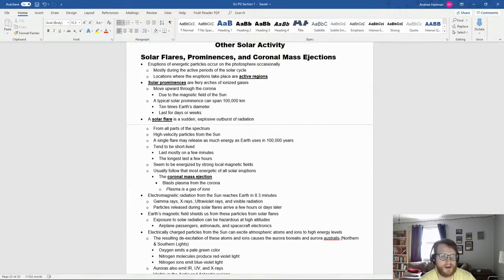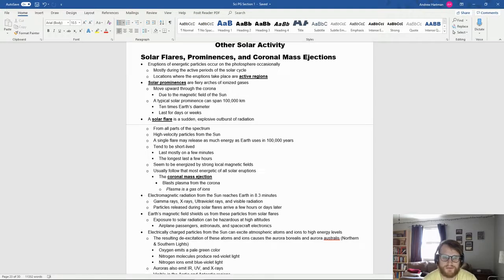All right, so we've got our other solar activity: solar flares, solar prominences, and coronal mass ejections. All of these are eruptions of energetic particles on the photosphere, and again, this is mostly due to the active periods of the solar cycle. Locations where these eruptions of energetic particles take place are known as active regions.